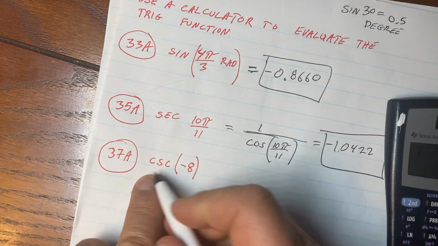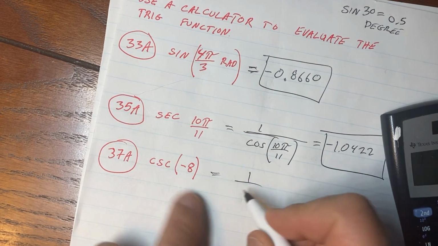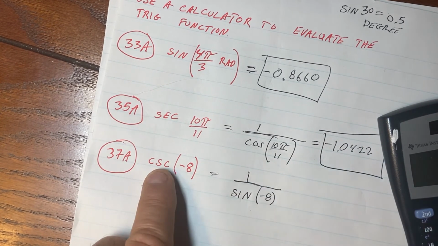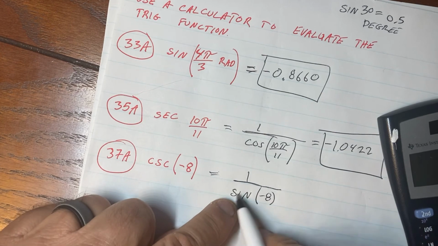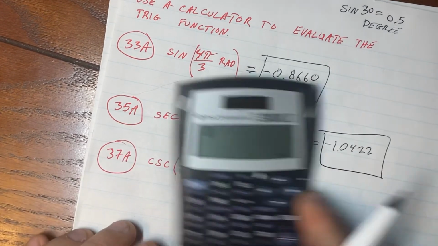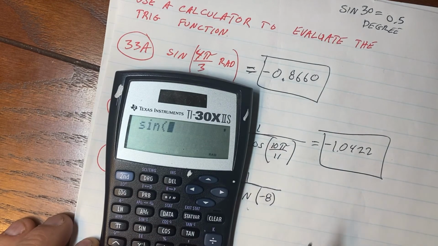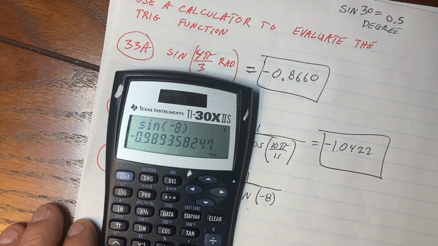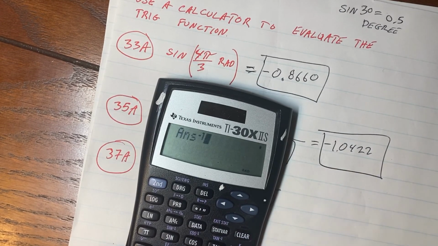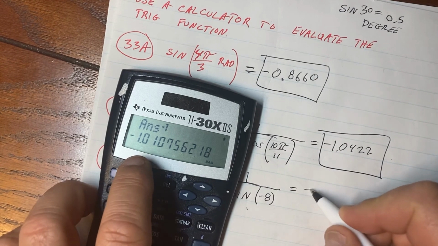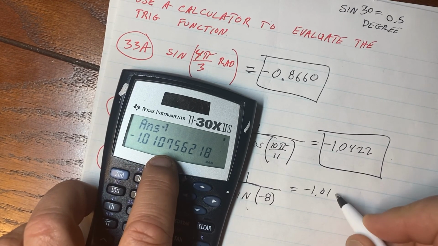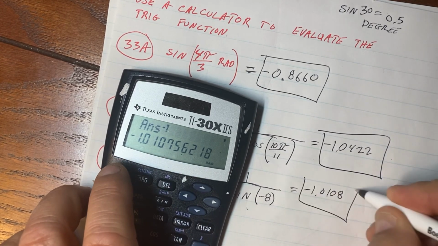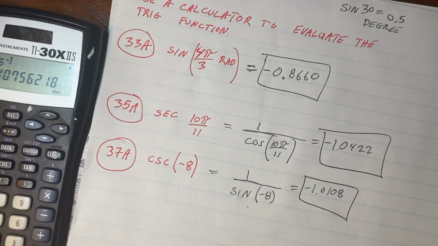Cosecant of negative 8. Cosecant is just the reciprocal of sine, so sine of negative 8. That's the same thing as this. So I'm going to take sine of negative 8, and then take the reciprocal. Sine of negative 8. I'm still in radians mode. Take my answer, and then take the reciprocal. And the answer is negative 1.01078. Bing, bing, bing, boom. Fin. Hasta la bye-byes.